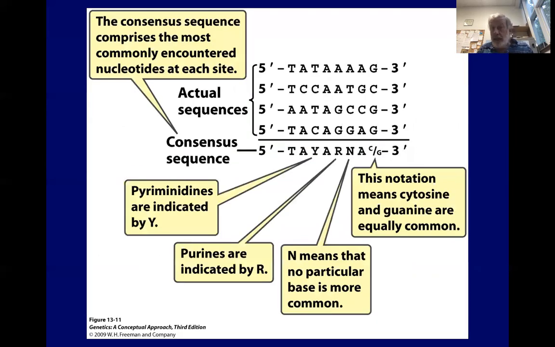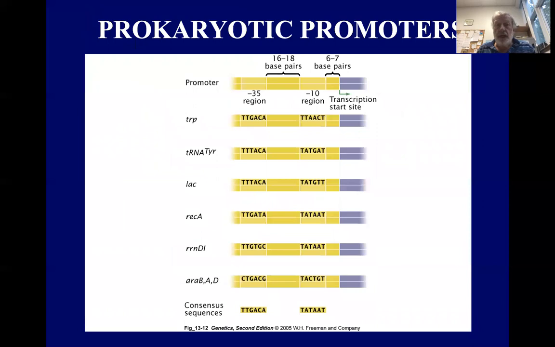This defines what a consensus sequence is. It's the most commonly encountered nucleotides at each site. So the consensus sequence there at the bottom, where T and A are actual nucleotides, Y means a pyrimidine, and R means a purine, and an N means that there's no particular base in common, and that CG notation means that C and G are equally common at that site. And so here are promoter regions from various prokaryotic genes showing you that they are similar in their sequence but not identical, with the consensus sequences at the bottom.